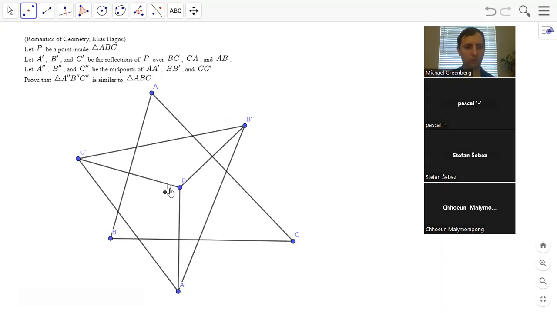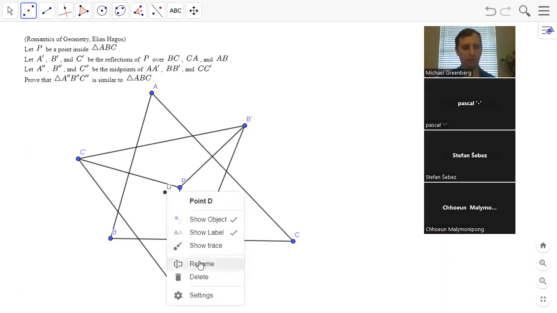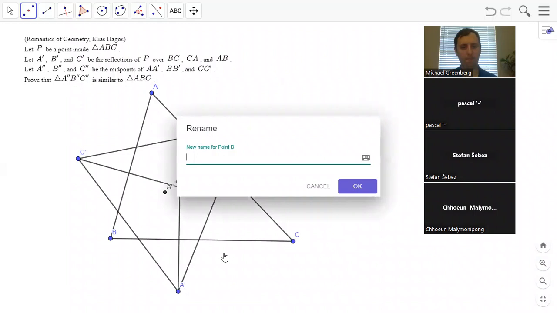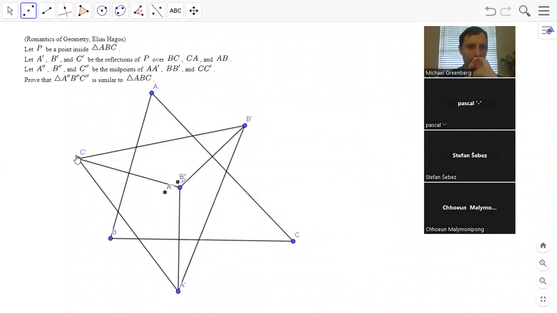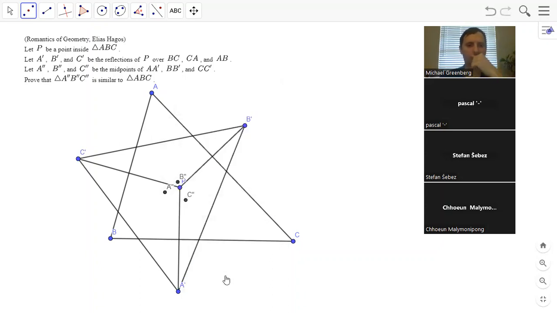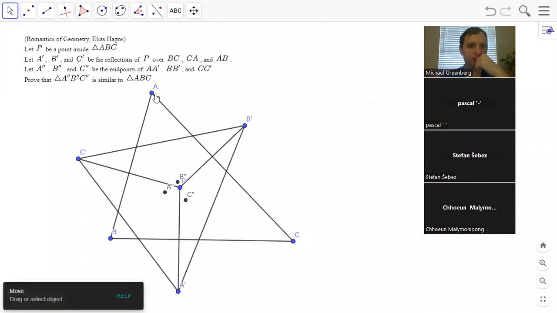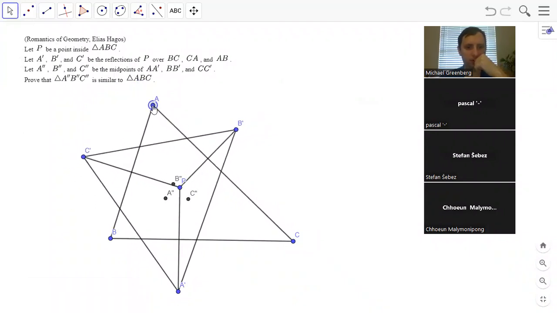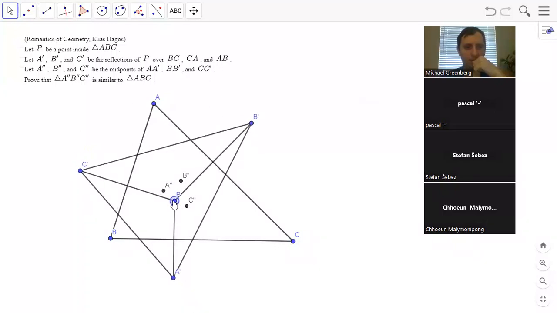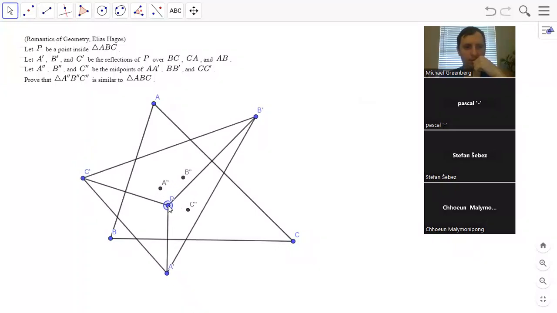So let's call this A double prime and B double prime. And this is C double prime. All right. Let's see if we can make it bigger. So yeah, maybe like that.